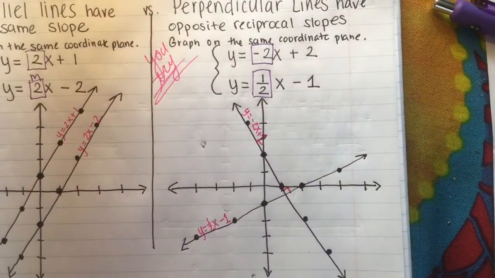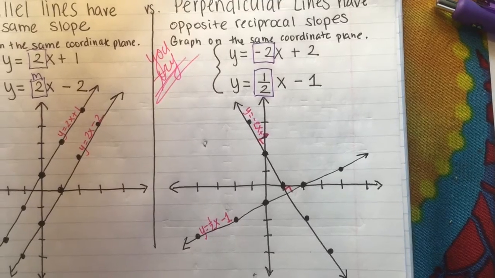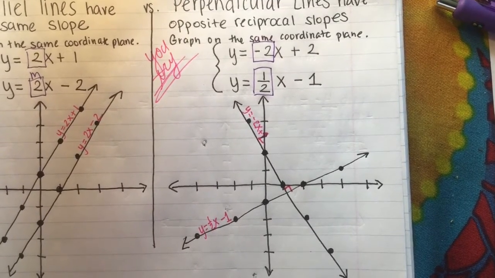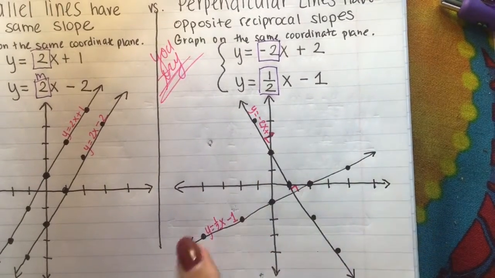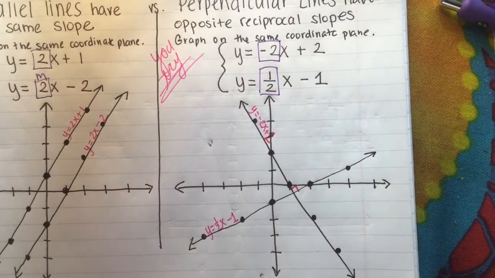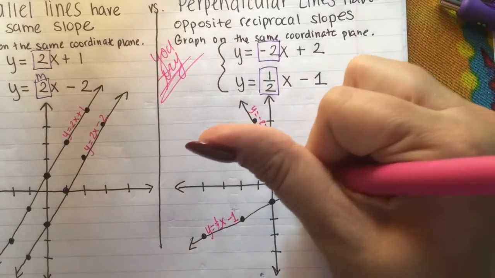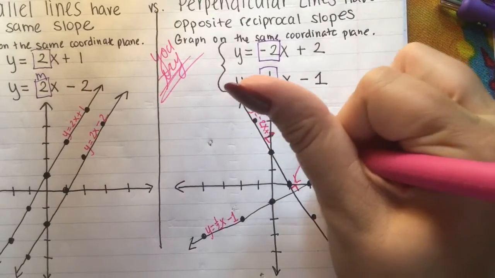When we take a look at these two lines, we call them perpendicular because they have opposite reciprocal slopes and they're going to intersect perpendicularly. That means that they make a 90-degree angle at their intersection point.